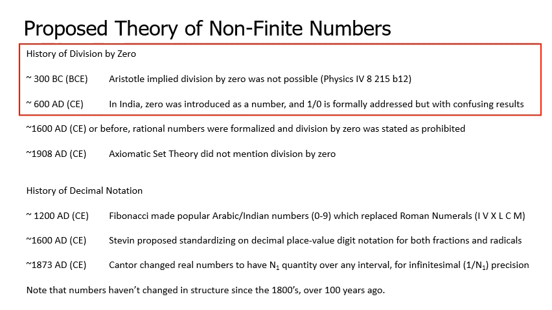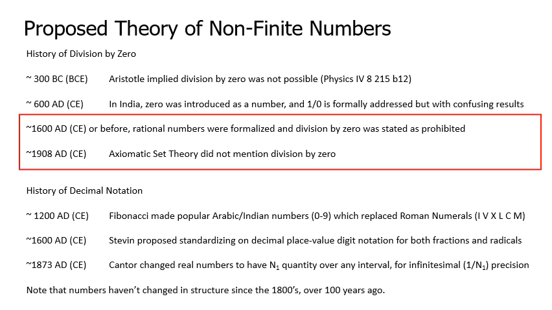The second timeline concerns the prohibition against division by zero. In a paragraph in his book, Physics, Aristotle mentioned his thought that speed was inversely proportional to density of the medium, and therefore speed was impossible in a vacuum. And that paragraph shows us the Greeks thought about division by zero. India in the 600s introduced zero as a number, which was a great achievement, but division by zero appears to have confused them, like it confuses us. Sometime between then and 1600, rational numbers were somewhat formally defined and division by zero was excluded from the set. It's also worth noting that the concept of division by zero is avoided in axiomatic set theory.